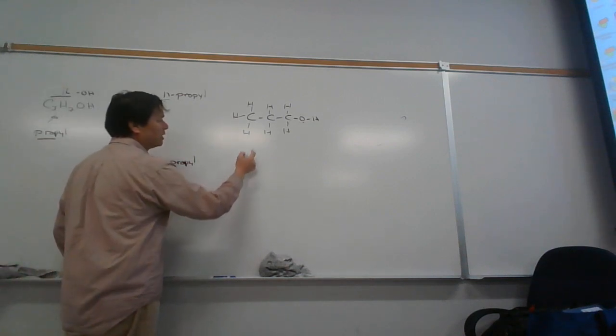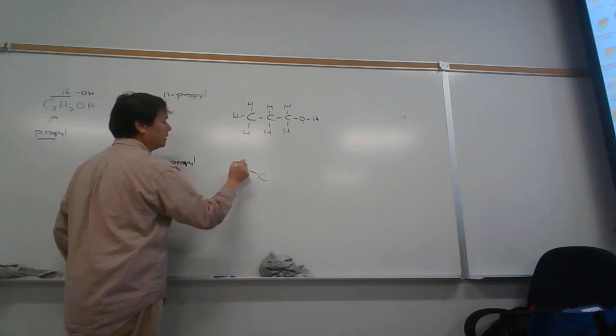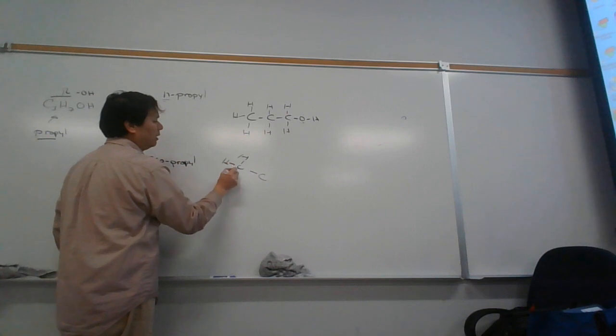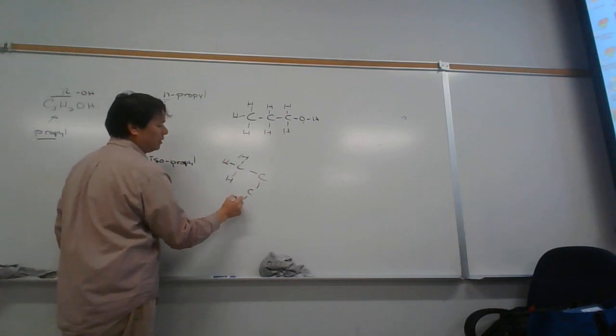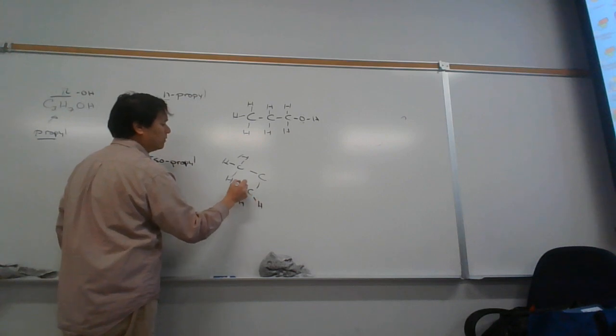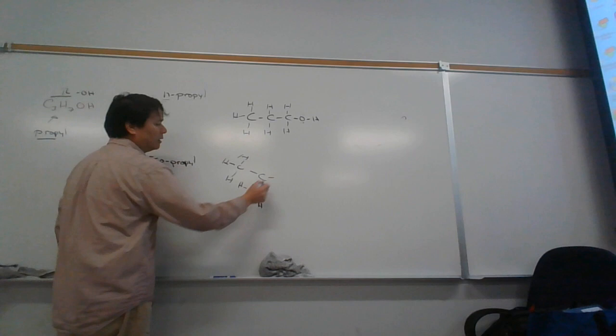Isopropyl is going to have a little fishtail. So we throw in one carbon there, and then we'll throw in one side of the fishtail, this methyl, and the other side, fishtail. So it has this fishtail group here, and then the OH.